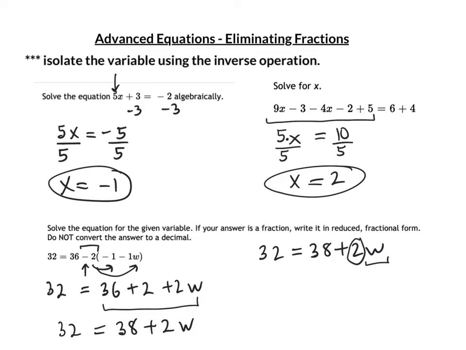Well, the inverse of addition is subtraction. So I'm going to subtract 38 from both sides. 32 minus 38 is negative 6. So negative 6 equals 2w. And I've got a coefficient of 2. That's 2 times w. So I'm going to divide by 2. Inverse of multiply is divide. And I can see that w is negative 3.